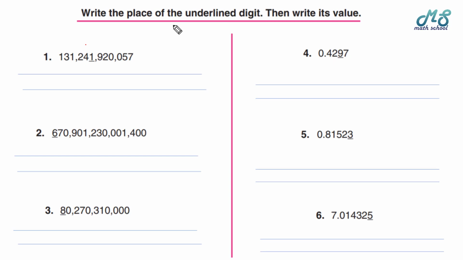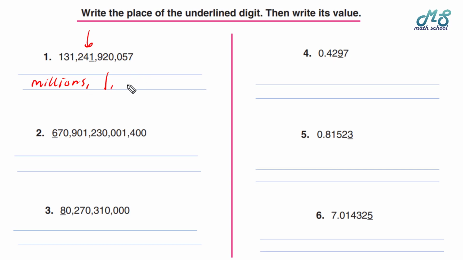Before writing the place value of the underlined digit, you have to determine its period. How many periods do we have? We have 4 periods, so we have billions. Now, ones, thousands, millions. Now, 1 is in what? 1 is in the millions place. So you have to say millions. Its value is equal to 1 million.